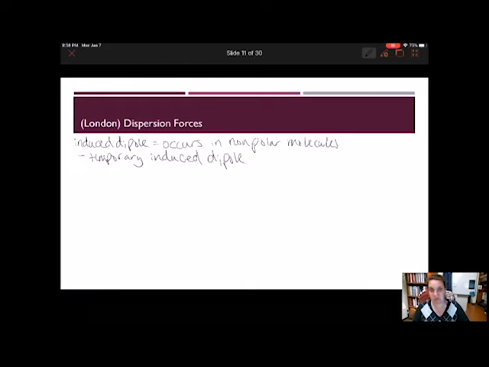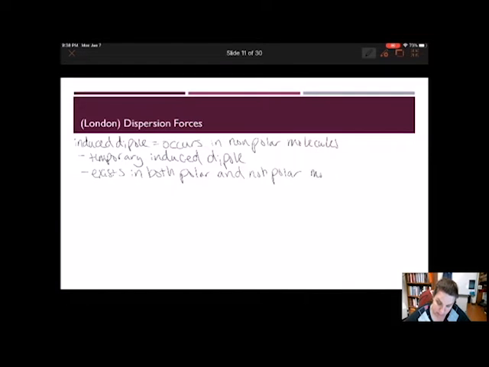Now, this temporary dipole, though it is usually looked at in nonpolar molecules, actually does exist in all types of molecules, polar and nonpolar. So, temporary dipole, this is a short-lived dipole resulting from the movement of electrons within an atom or molecule.